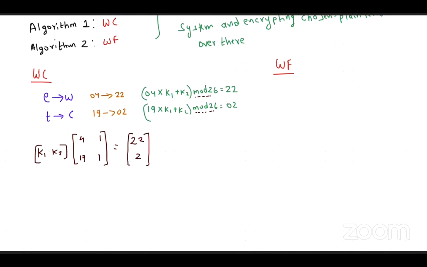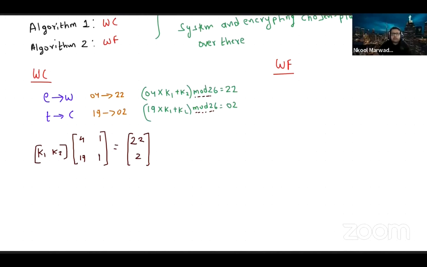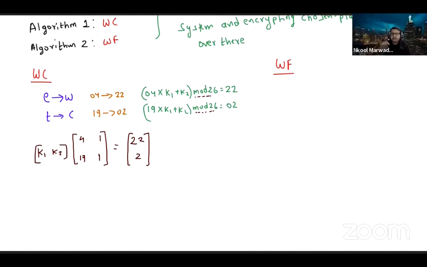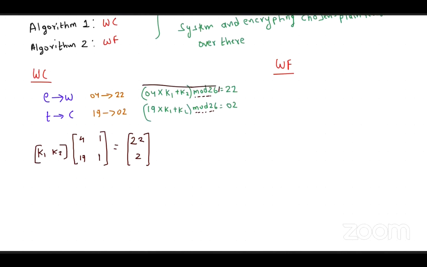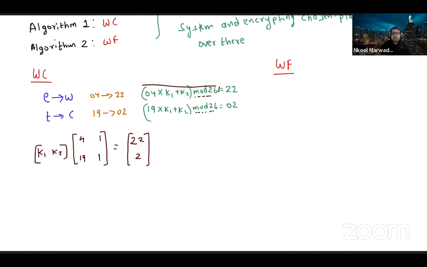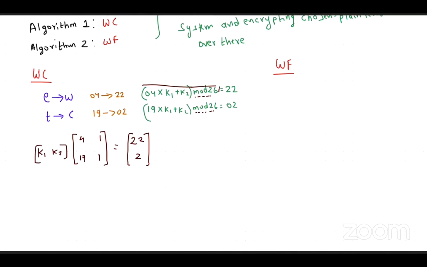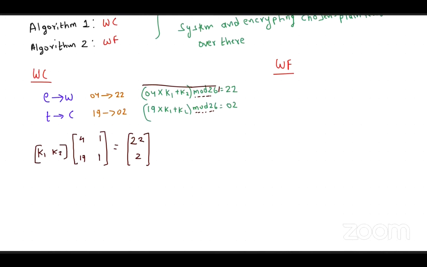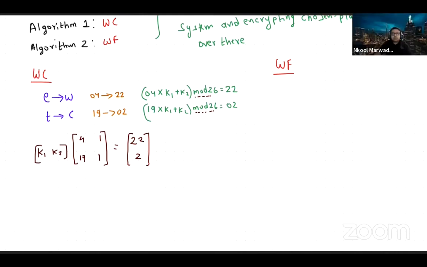How did you get 22 and 2? No, because see, this is the formula for the ciphertext, and we know the ciphertext, that is the W. W is 22. Like the affine cipher says that when I perform this operation, I should get the ciphertext, and the ciphertext I already know is W. So that's why I can write 22.